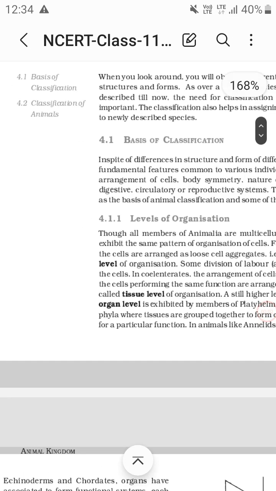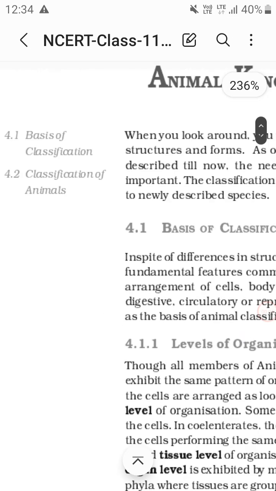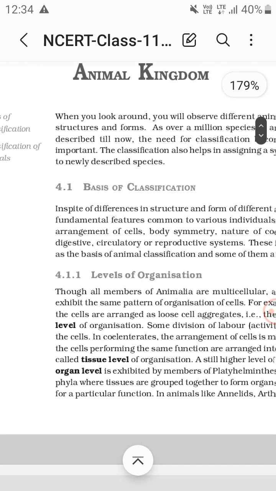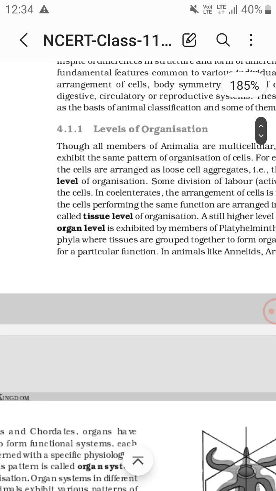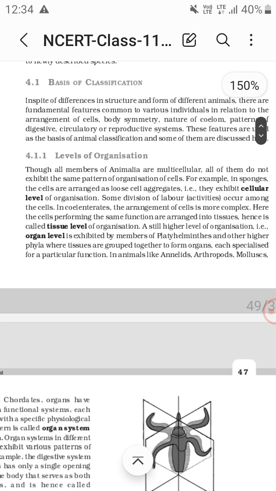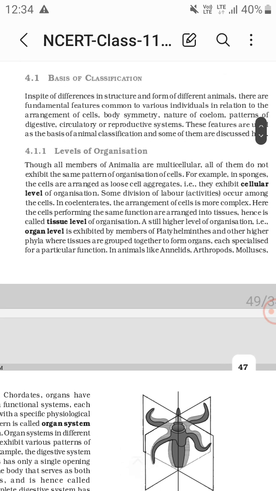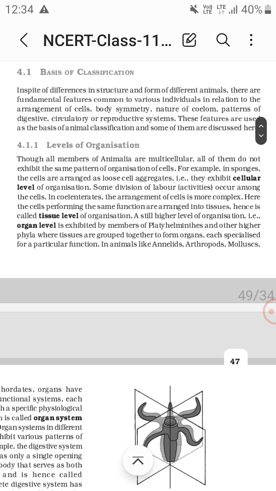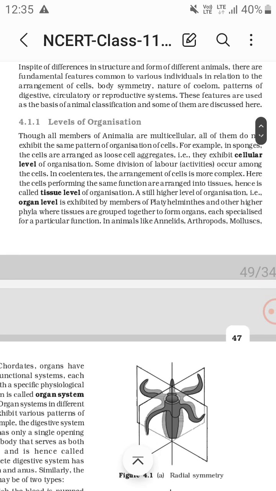For animal kingdom, we study the basis of classification and then the classification of animals. So, basis of classification, what are these? First one is the levels of organization, in which the first is the cellular level of organization. What is that? In sponges the cells are arranged as loose cell aggregates, so they exhibit cellular level of organization.